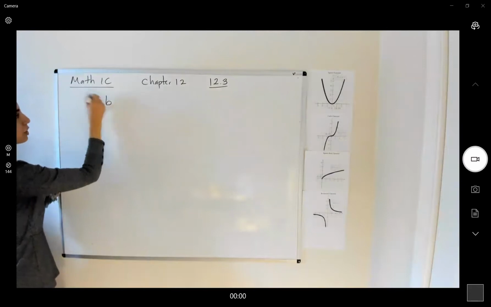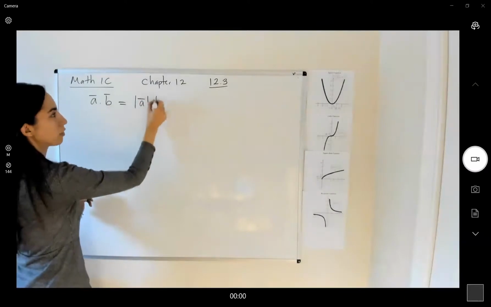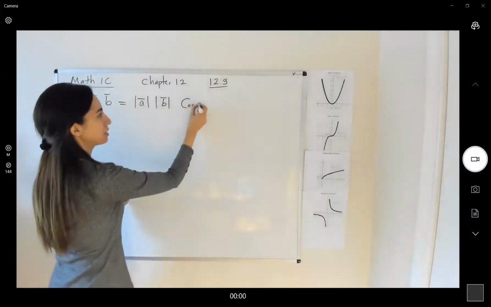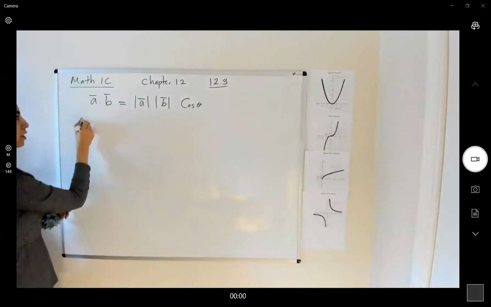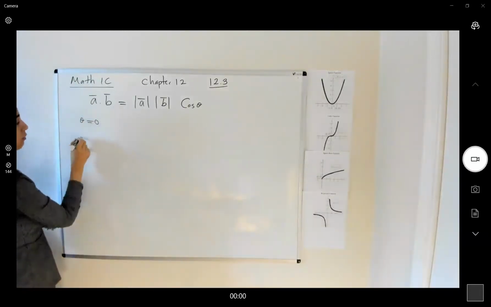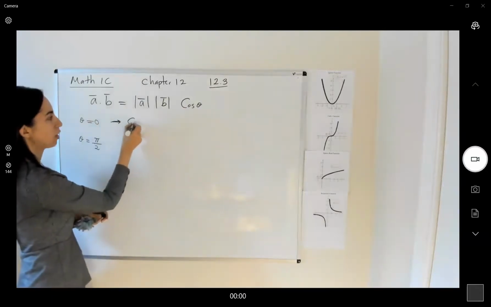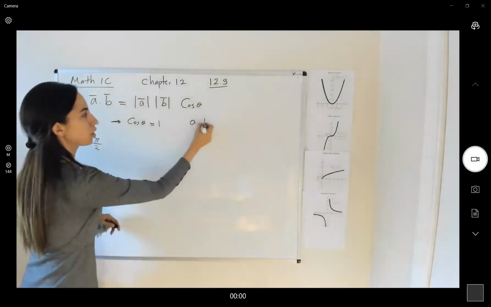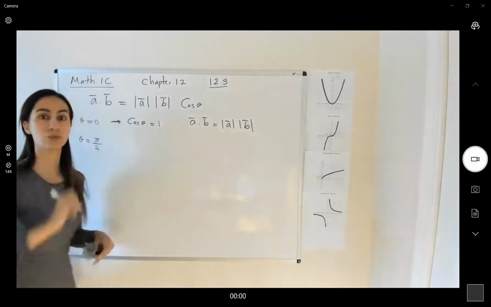The dot product or inner product between two vectors can be written as the magnitude of the first vector times the magnitude of the second vector times the cosine theta, the angle between them. So I expect you to ask, what if theta is equal to 0? What if theta is equal to pi over 2? If theta is equal to 0, then cosine of 0 is equal to 1. A dot B is the magnitude of A times the magnitude of B.